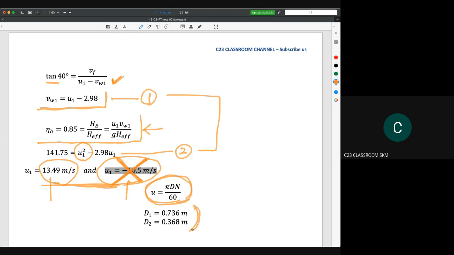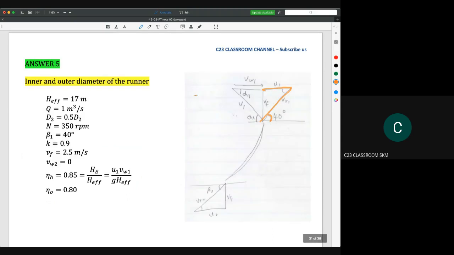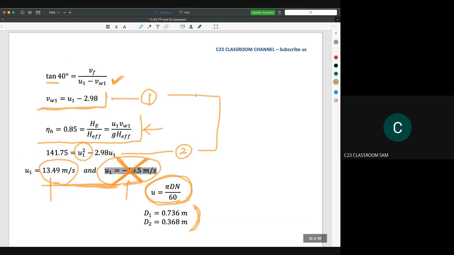Because the question gives us the idea that the inner diameter is half of the outer diameter, we could have this term.